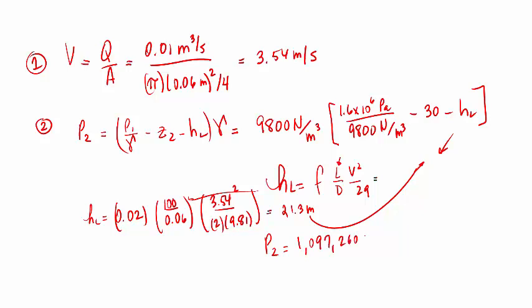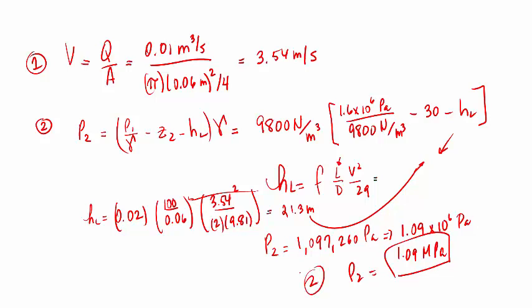1,097,260 pascals, or usually we use, like in statics, 3 significant figures, so we say, okay, 1.09 times 10 to the 6 pascals, or 1.09 megapascals. Okay, so this is P2, and this is the second. So the beauty of having this, remember, you can pause it and go back if you don't understand something. Excuse me.